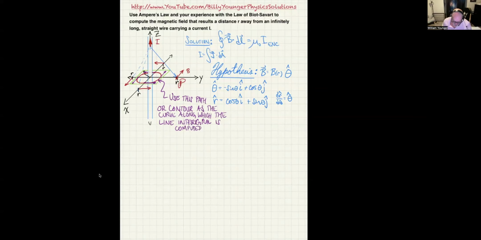So the left-hand side of Ampere's law is a closed integral of B dot dl. That means we're going to integrate over a closed path, and specifically this closed path is going to be indicated as a counterclockwise integration around this red circle that I've drawn on this green plane. That red circle is called an Amperian loop.